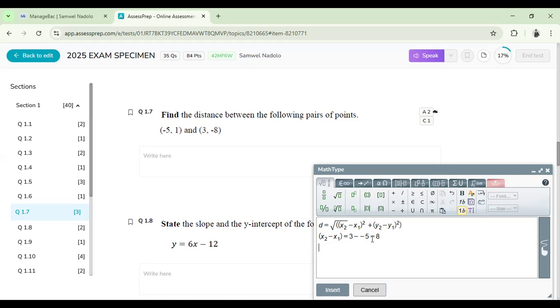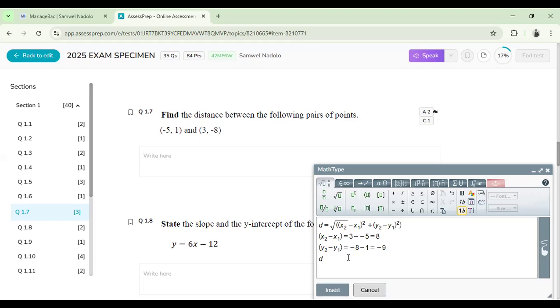And then my y2 minus y1, let me just copy this and paste it down here so that I don't keep on rewriting. Will be my y1. Remember where I got my x1 is where I'm getting my y1, and where I got my x2 is where I'm getting my y2. So my y2 is minus 8 minus 1. Minus 8 minus 1 is minus 9. Use your calculator if you're not sure.